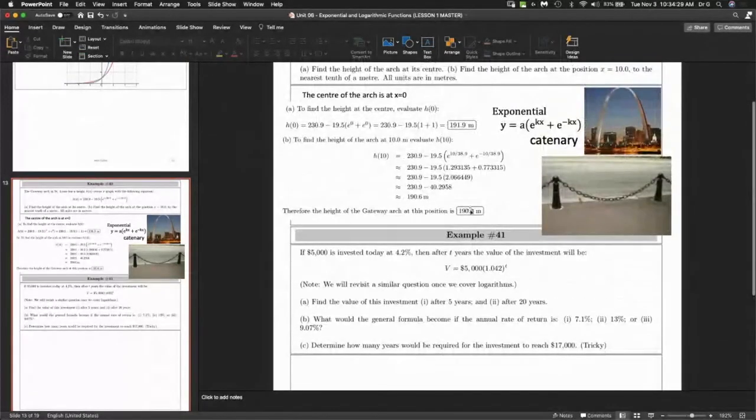The answer for 40 is right here. It's 190 meters. 190.6. Thank you, Mohammed.